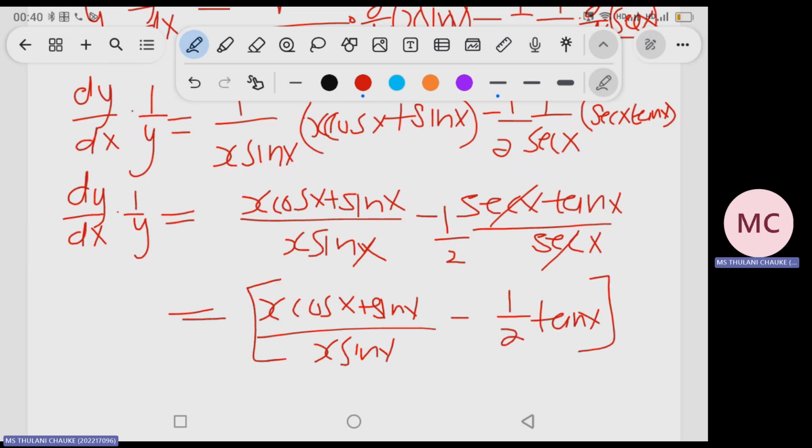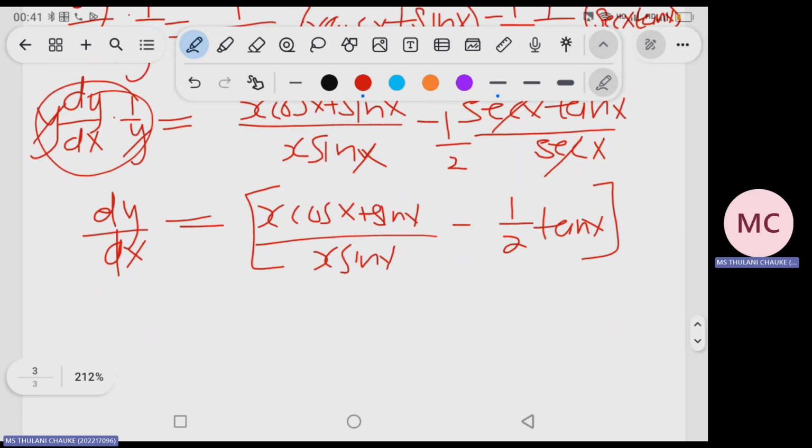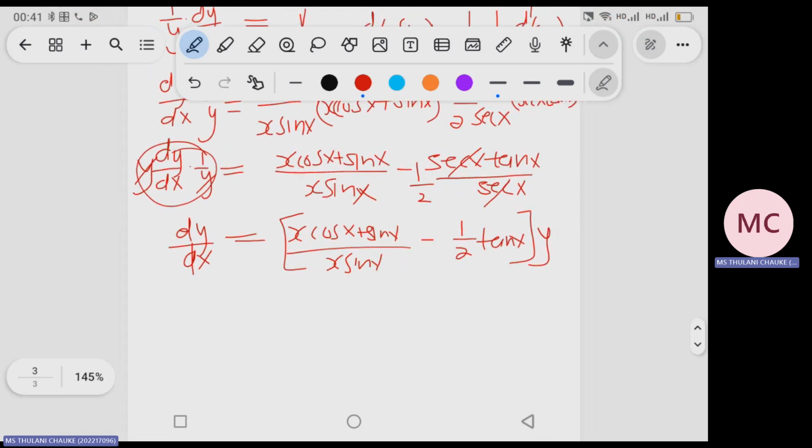Then I multiply both sides by y. I multiply by y even there. If I multiply by y there, obviously the y's will cancel out. The left will be dy over dx, which is what I was looking for. And here we'll be having that y.